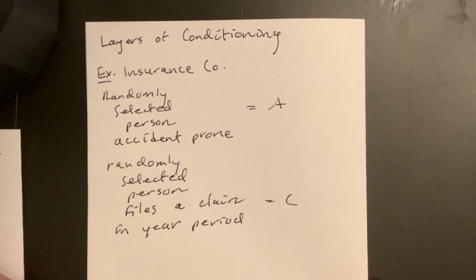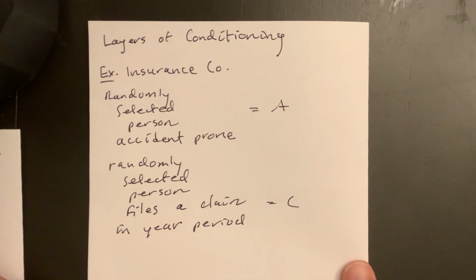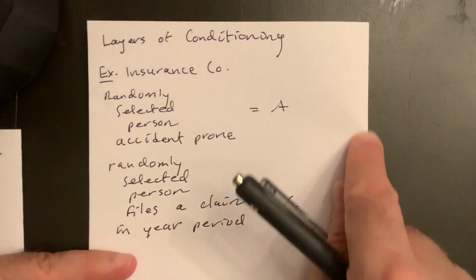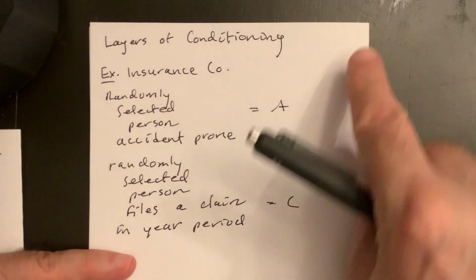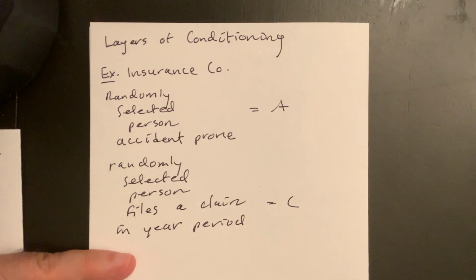Okay, well, we're getting to the end of our chapter 3 journey. We're going to talk about when you maybe have to do a second layer of conditioning. This is fairly common. So, suppose an insurance company, this is right from the previous example. If you're binge watching, you're familiar with this example.